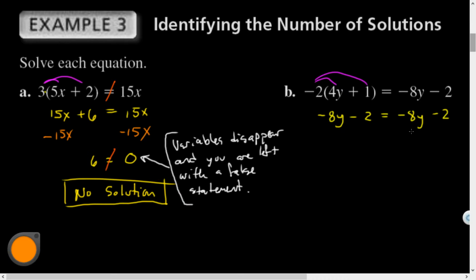Let's bring everything to the big guy. Let's just try to move the same guy to the same guy. Here we go. Oh, this one's going to get interesting. The y's cancel out here. I'm left with -2. The y's cancel out here. I'm left with -2. I get -2 equals -2.